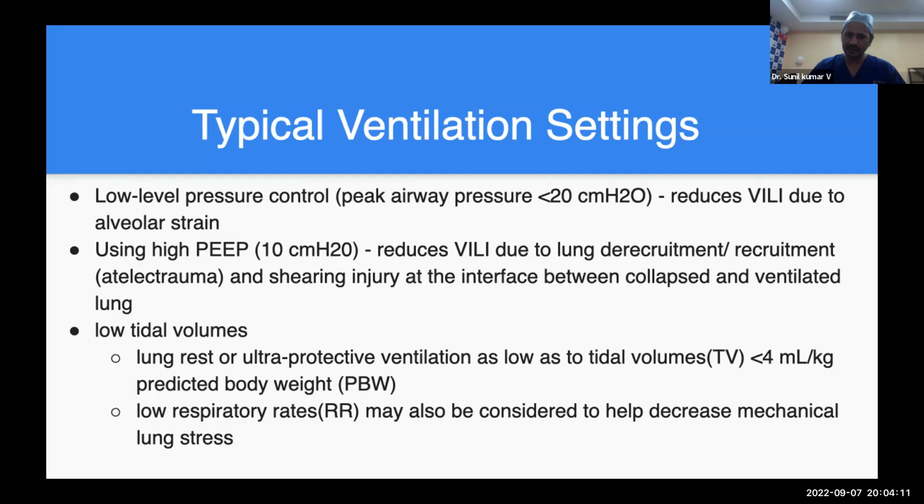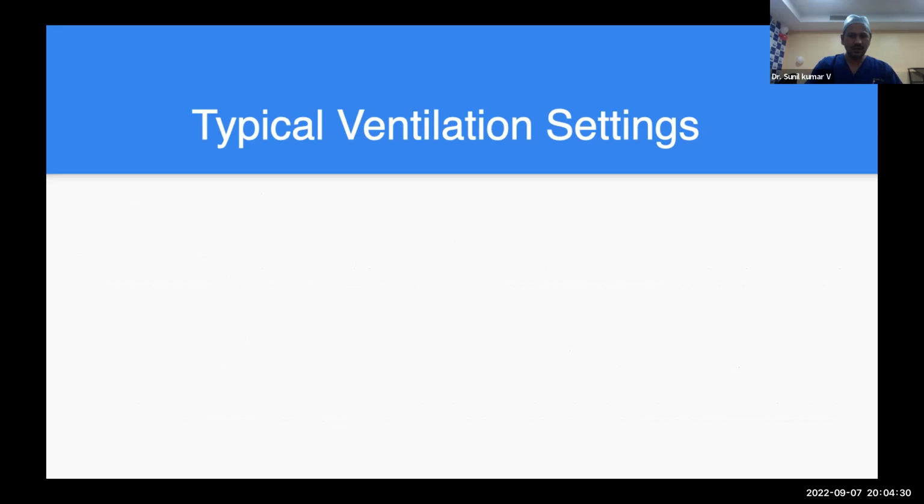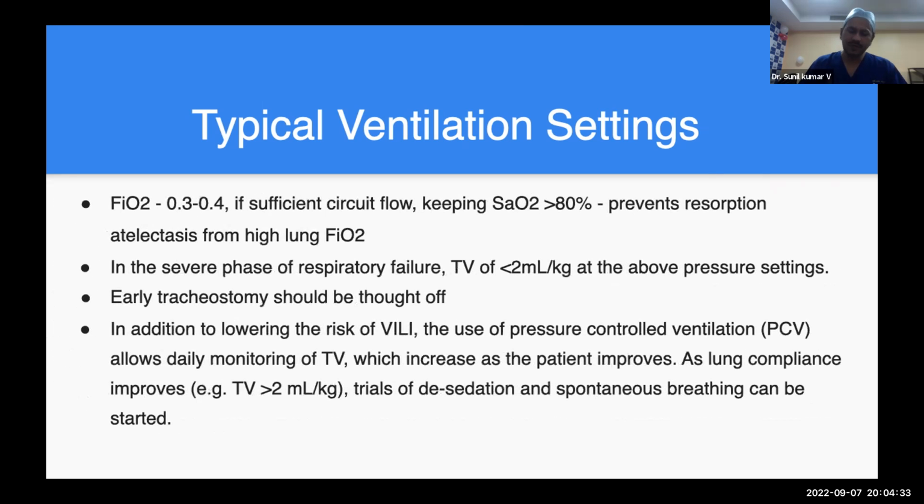So basically a lung rest or ultra-protective ventilation, as low as 4 ml per kg of predicted body weight, can be achieved. And a lower respiratory rate may also be considered to reduce mechanical lung stress. Coming to FiO2, an FiO2 of about 0.3 to 0.4 is sufficient to keep a saturation of SaO2 of more than 80%, which prevents atelectasis from the high FiO2.